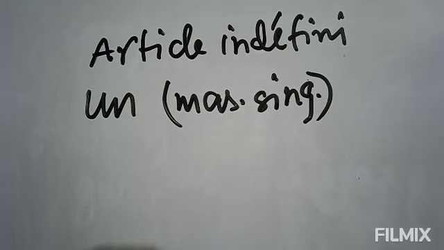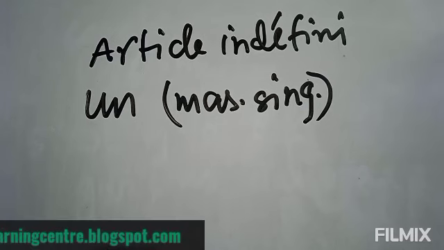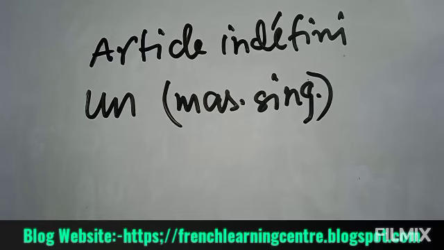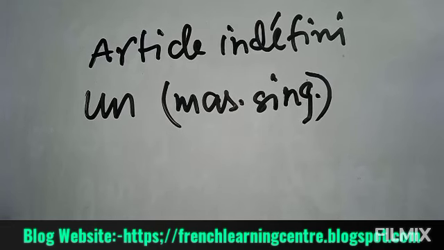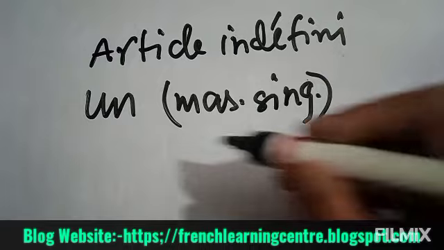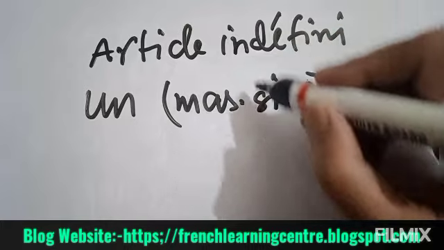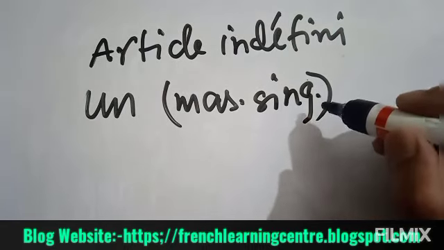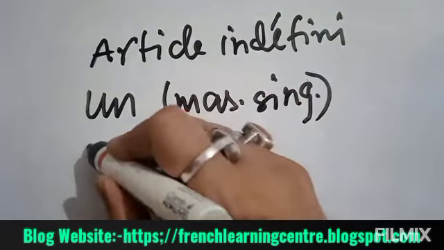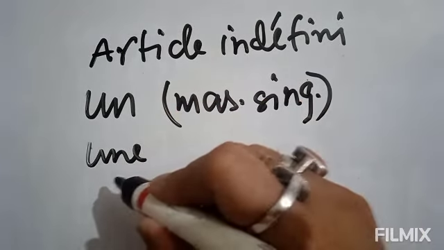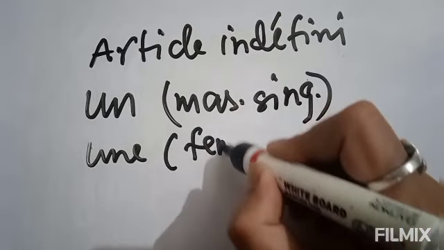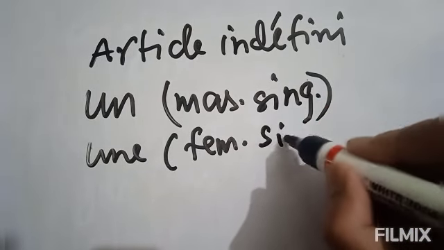Before going into details of the indefinite article, I am telling you once again, as I have already told in the previous video lesson, that all objects, living or non-living things, in the French language are classified into two categories, either masculine or feminine. So, un is the indefinite article to be used for a masculine item and singular in number. Next one is une, pronounced 'win'. This is for a feminine category item, singular.